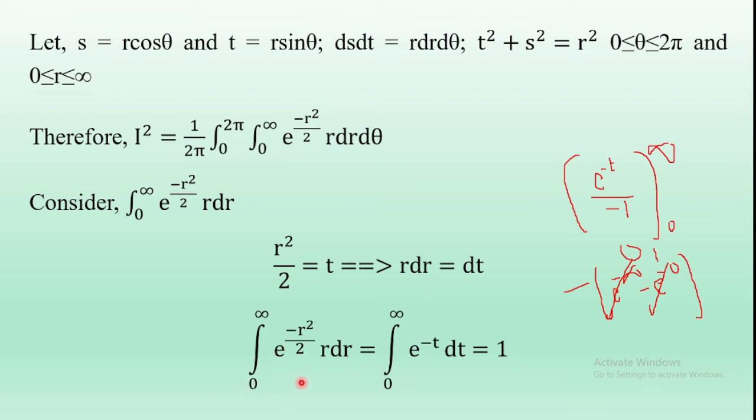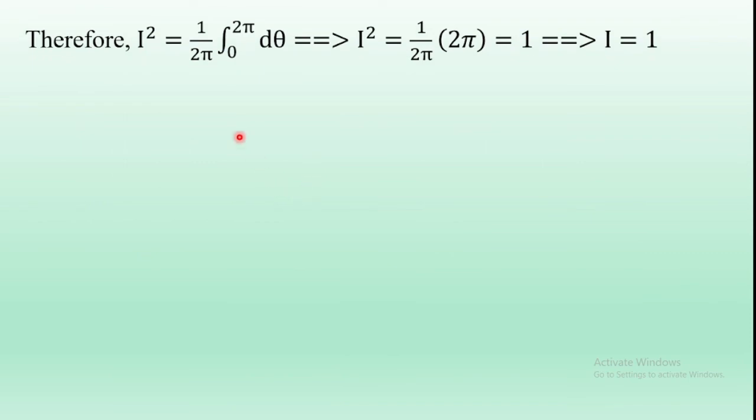So the integral 0 to infinity e power minus r square by 2 r dr value is equal to 1. Substitute this value into this equation. We get I square is equal to 1 by 2 pi integral 0 to 2 pi 1 d theta. Integral 1 d theta over 0 to 2 pi, after applying the lower and upper values of theta, is 2 pi minus 0, which is 2 pi. So 1 by 2 pi into 2 pi, the 2 pi cancels, I square is equal to 1, I is equal to 1.